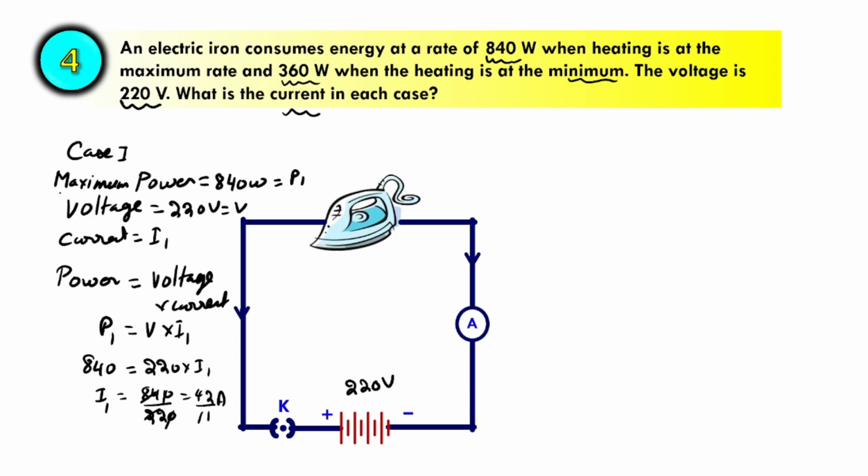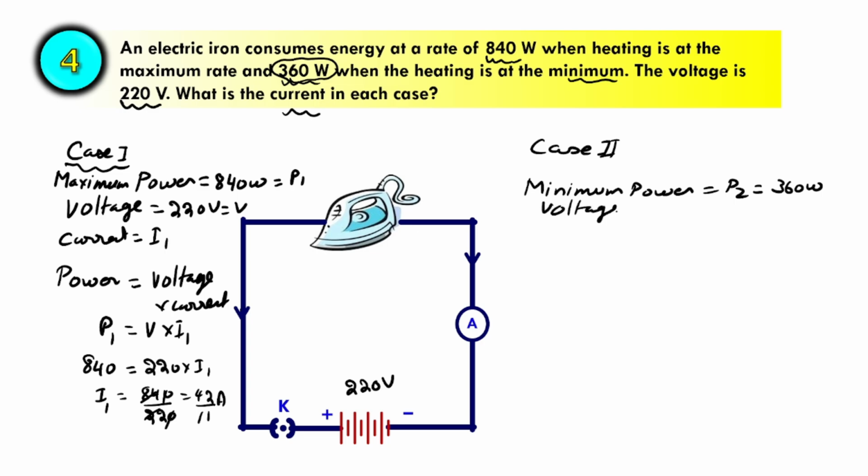Now what about case 2? In case 2, we know the minimum power, and that is equal to P2, which is given as 360 watts. Now what is the voltage in this case? The voltage is not changing. Voltage is equal to V, and that is 220 volts. Now what is the current in this case? It will change. So current here, let me say that it is equal to I2, and that is what I am supposed to calculate. So P2 is equal to V multiplied by I2.